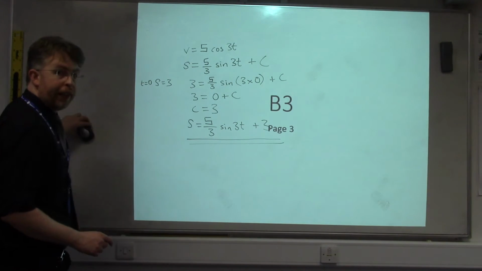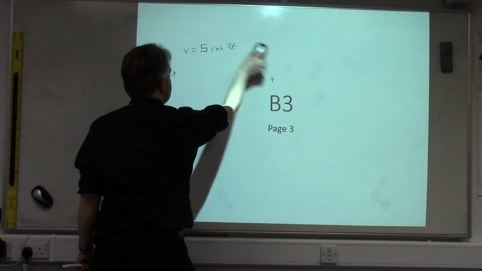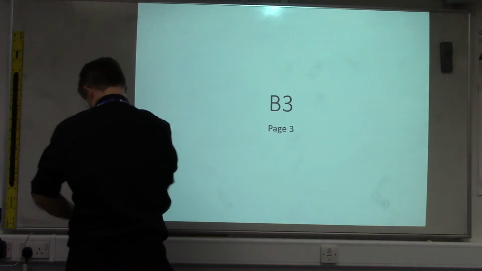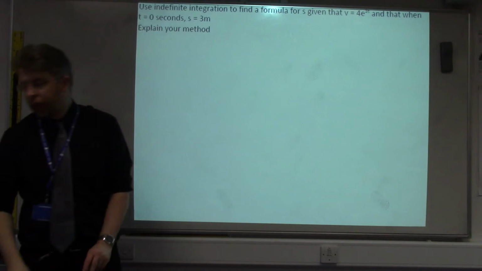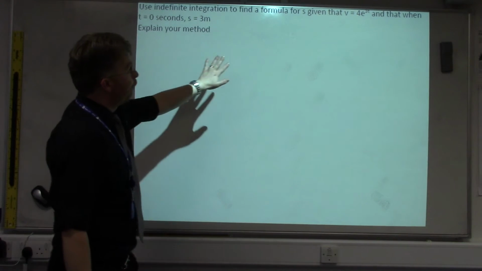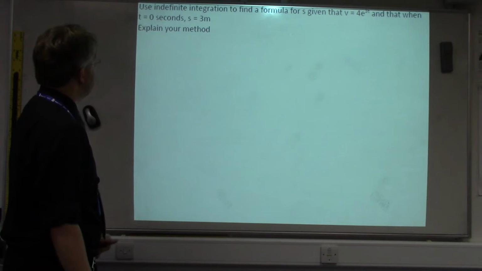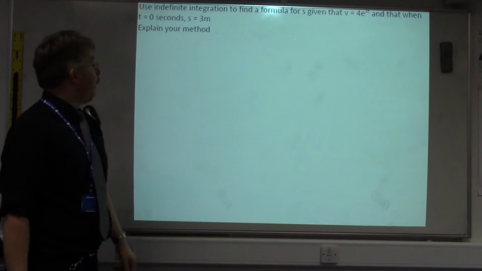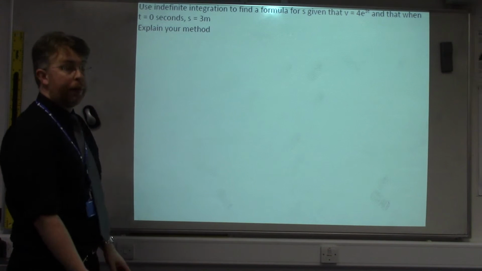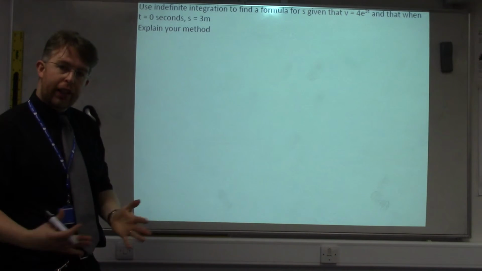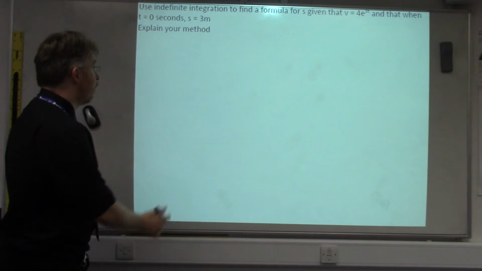So B3 is on page 3 of the examples booklet. And this time, same question, different formula. The formula is v equals 4e to the 3t. Again, when t equals 0, s equals 3. Explaining your method is for merits or distinctions. I will just be showing the process. If you understand the process, great. If you don't, you'll need to follow the steps that I do with the different numbers.